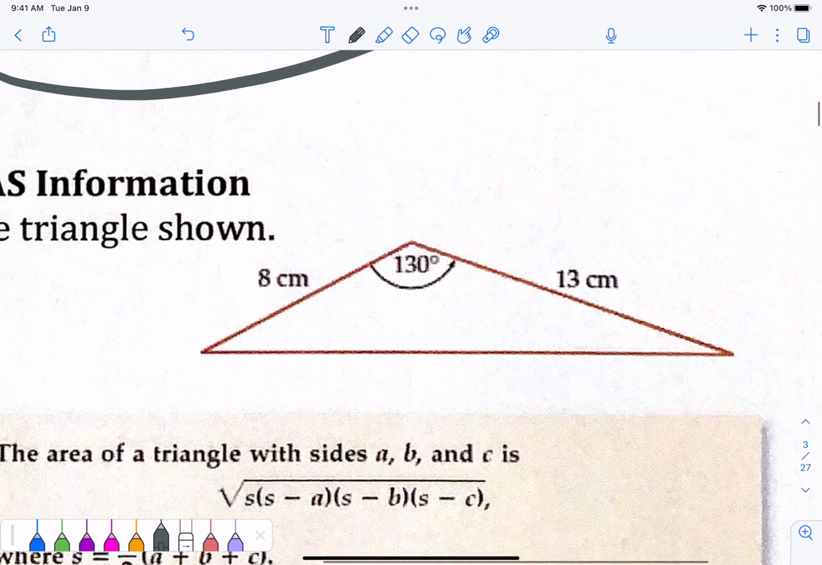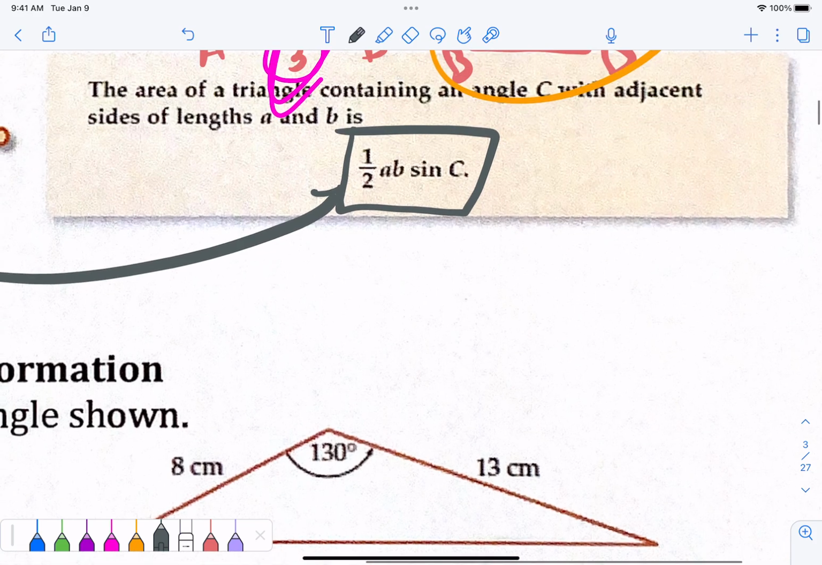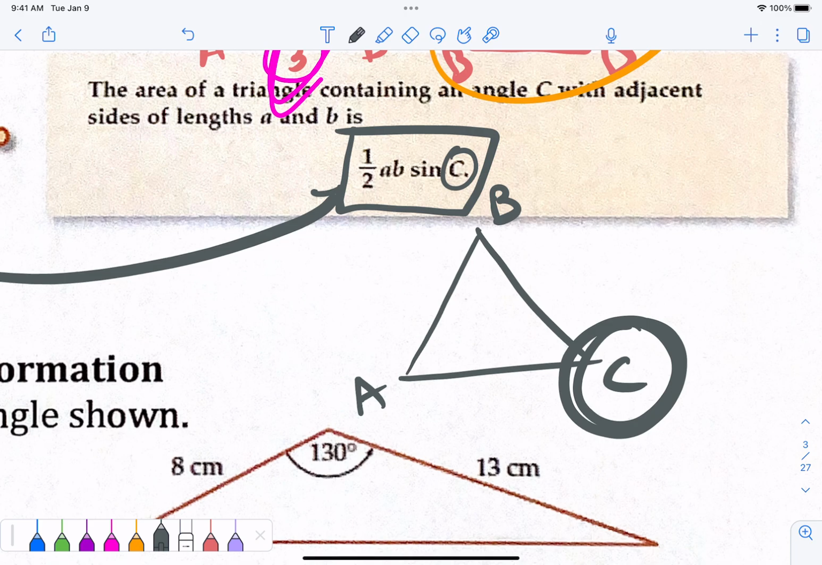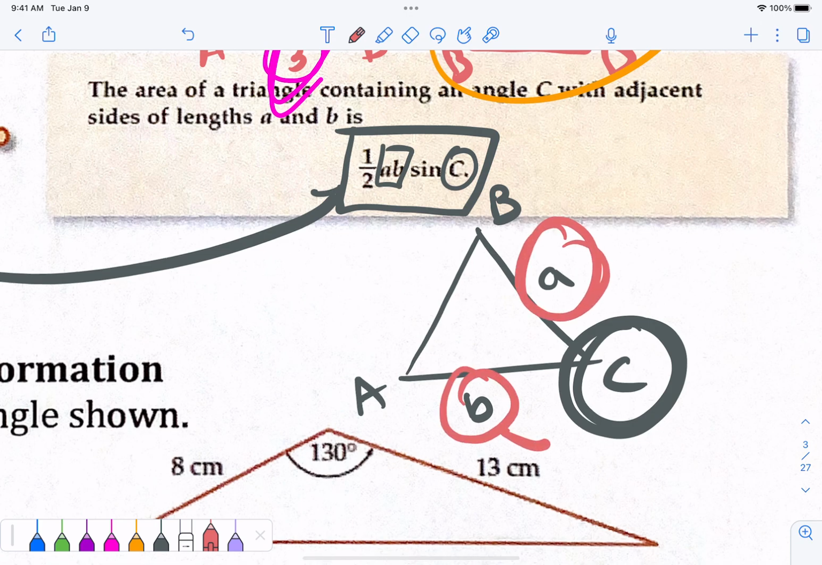Okay, problem. Sometimes they don't give you angle C. Sometimes they give you angle A or angle B. But here's the deal. If C lives here and A lives here and B lives here, right? If we're talking about angle C, they want to use also in the formula little a, which is here, and little b, which is here. It doesn't matter which angle you have, as long as the two sides that you are given are right next door to the angle. Does that make sense?